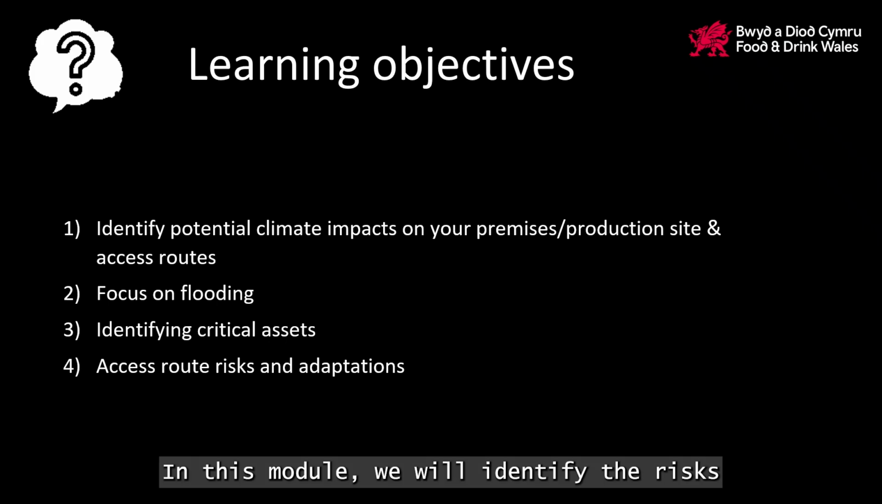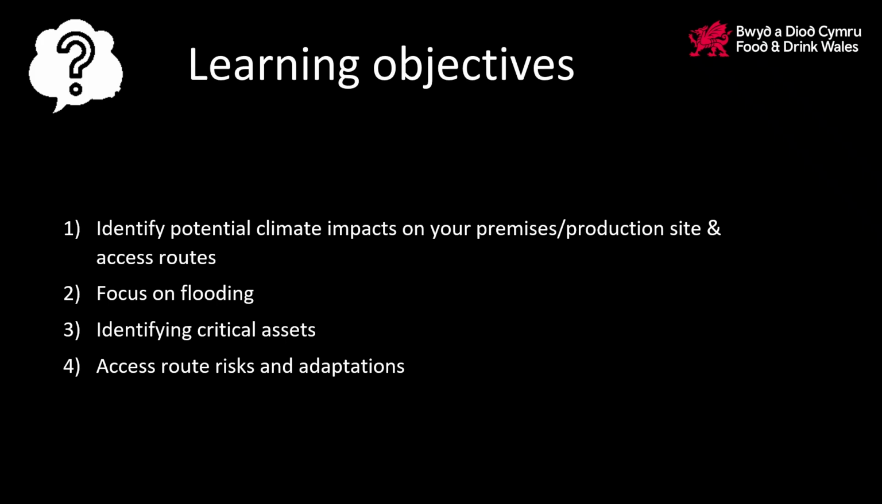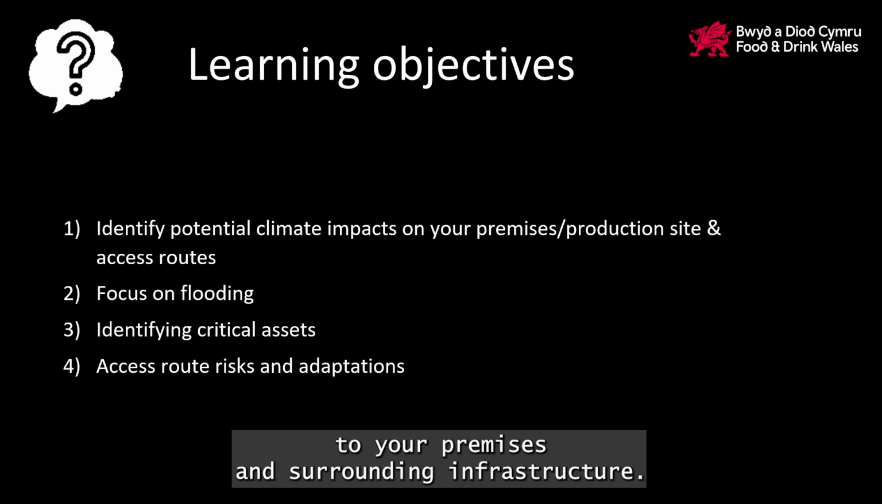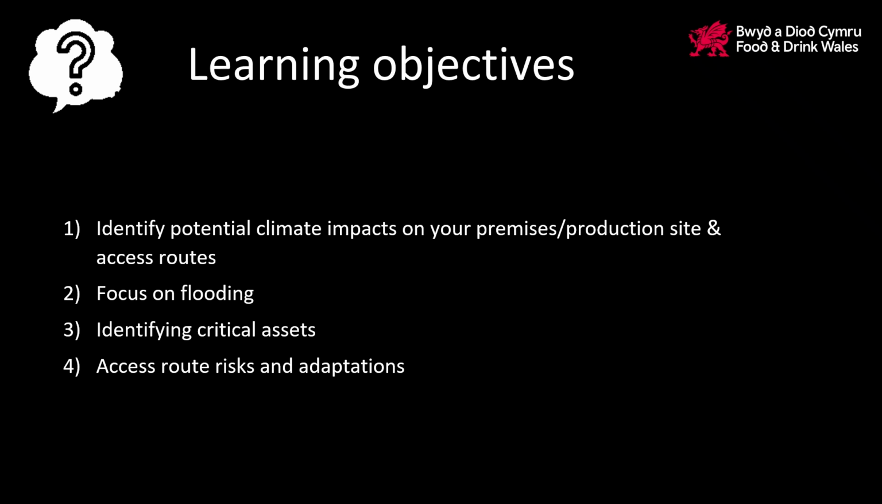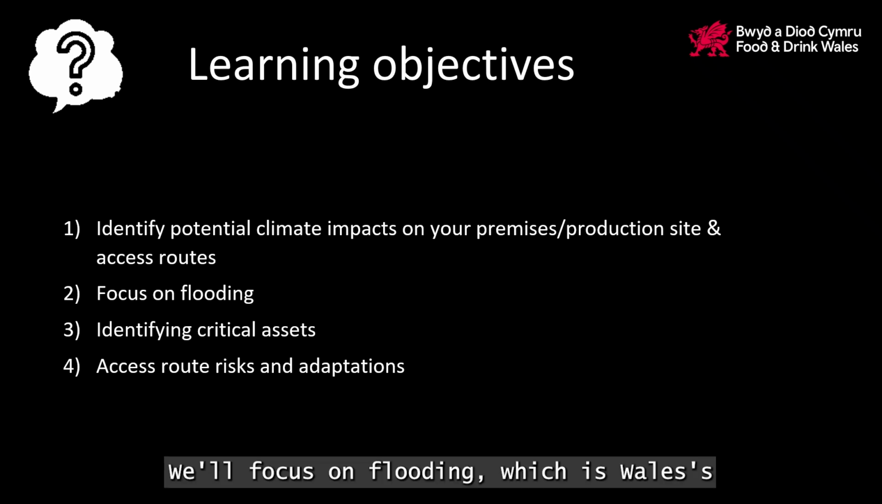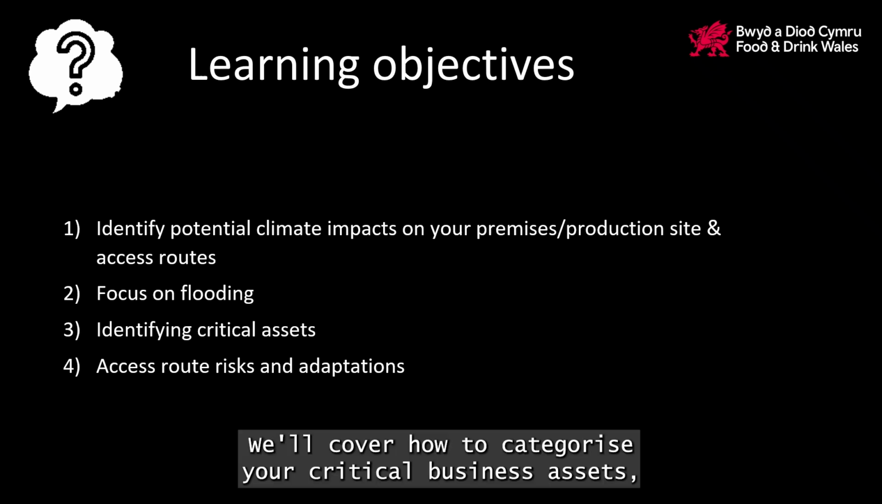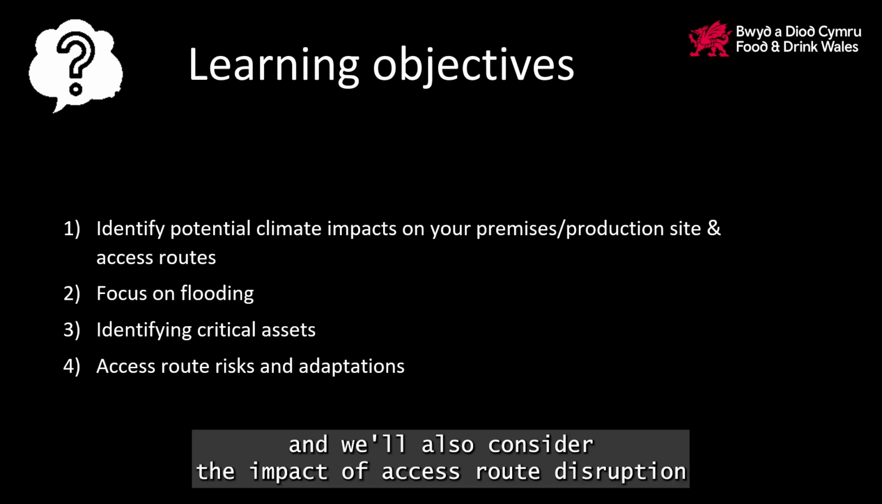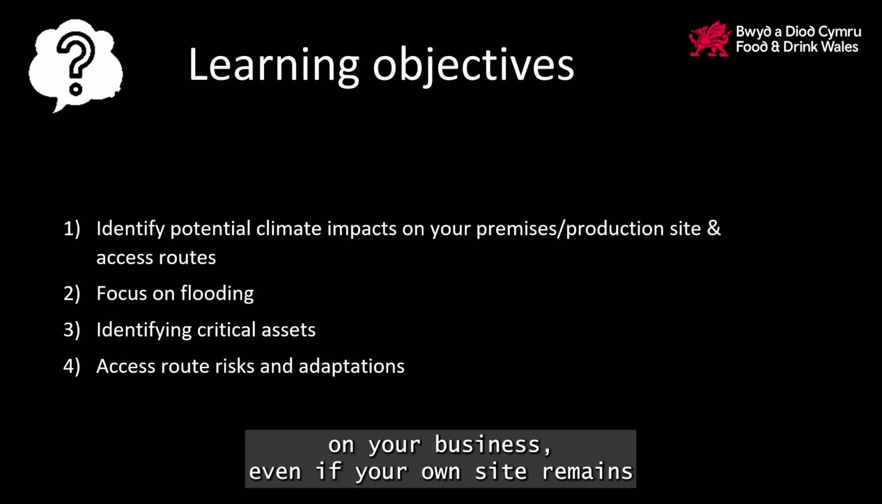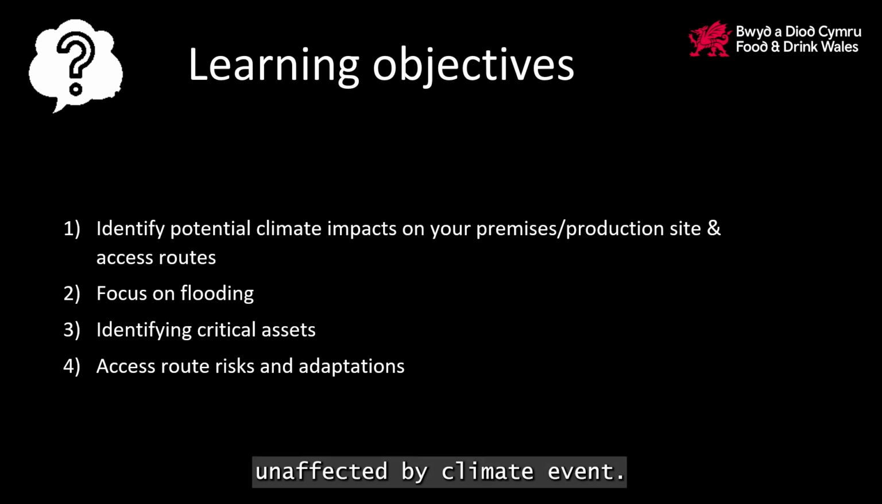In this module, we will identify the risks to your premises and surrounding infrastructure. We'll focus on flooding, which is Wales's most significant climate risk. We'll cover how to categorise your critical business assets. And we'll also consider the impact of access route disruption on your business, even if your own site remains unaffected by a climate event.